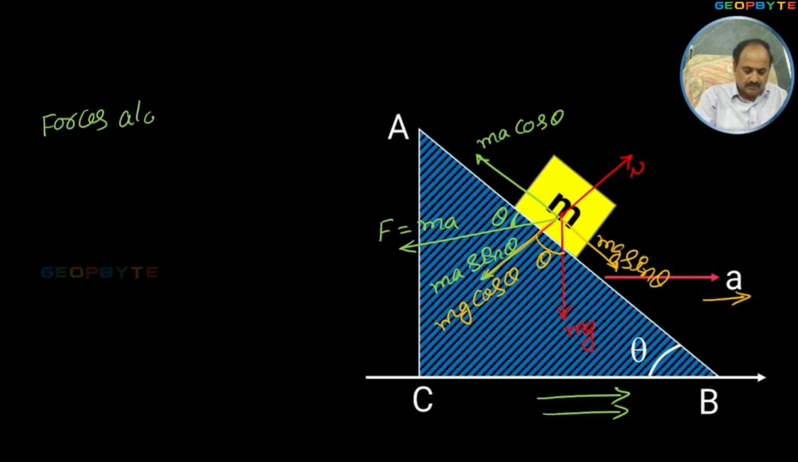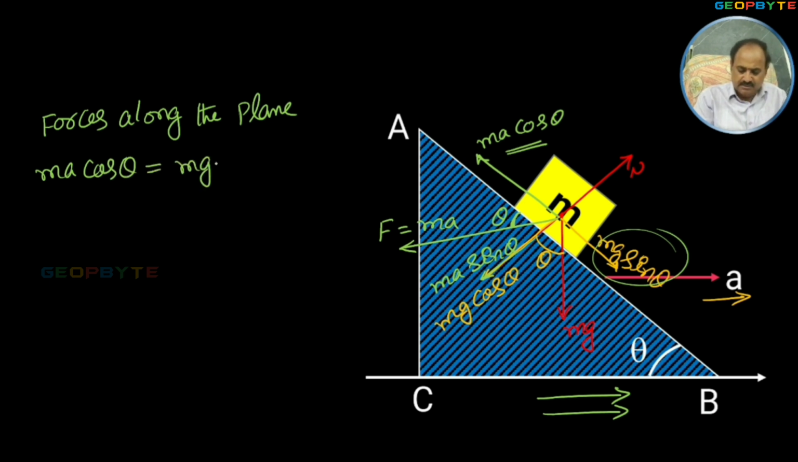Now let us resolve the forces along the plane. Look at this force which is acting upwards, and this is acting vertically downwards. Therefore, I can say that ma cos theta must be equal to mg sin theta to have the block in the stationary condition on the wedge. When these two forces are equal, only then is the block stationary on the surface of the smooth inclined plane of the wedge.